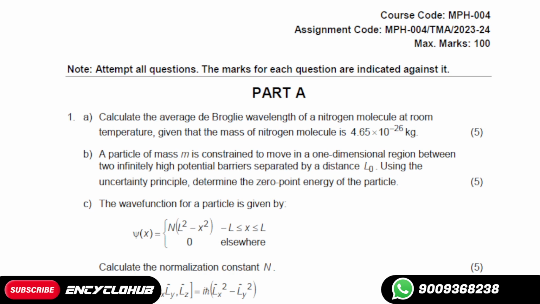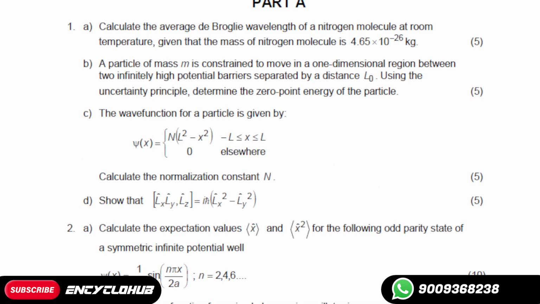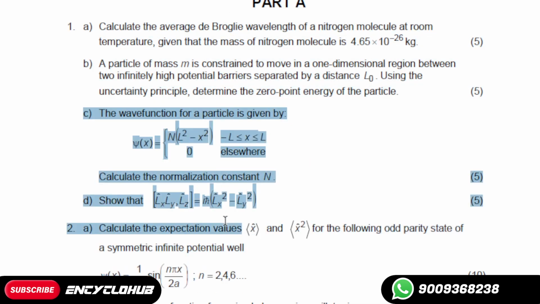The question number 3: the wave function of a particle is given by phi(x) equal to N(l square minus x square) minus l x, and 0 elsewhere. Calculate the normalization constant N.